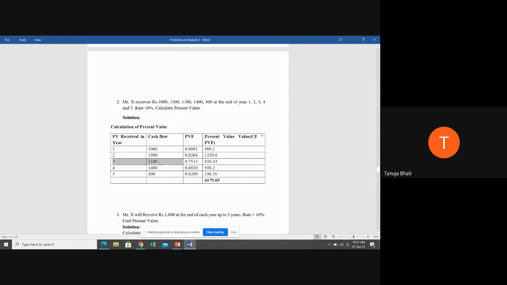Then third year, after 3 years I'm going to receive 1,100. So what is the value today? So you're going to multiply with the present value factor and so on. So just multiply the cash flow with the present value factor, add this up, and you're going to get 4,179.69. Now students, one more thing: either you can solve this problem this way, or for 1 year you can solve it by taking A as 1,000 and dividing by 1 plus R raised to N. So 1 plus R is 0.10, raised to N, which is 1 year.